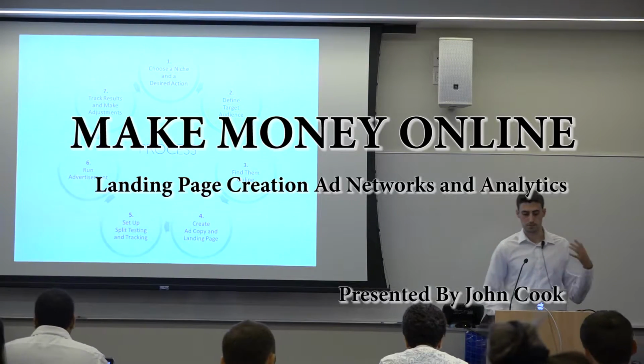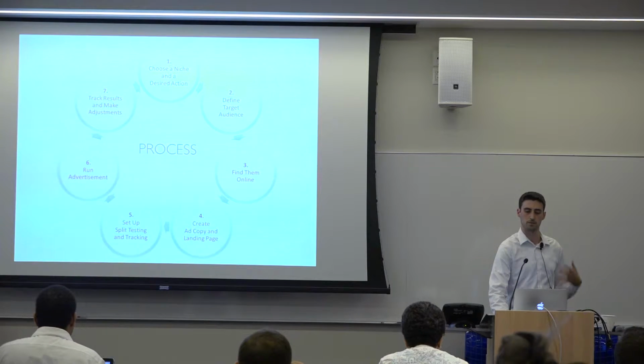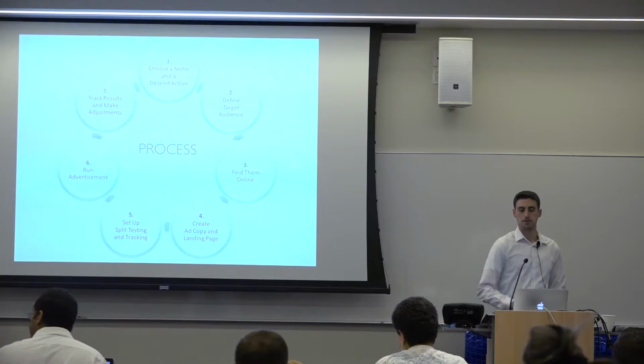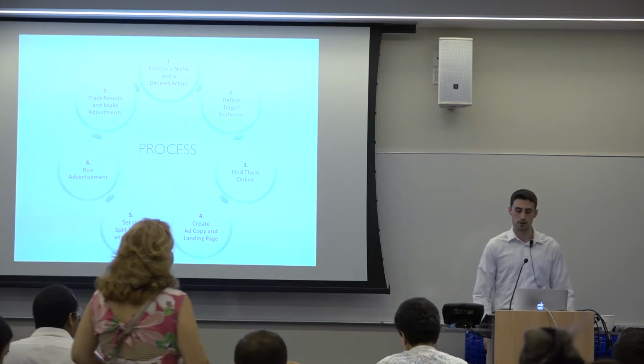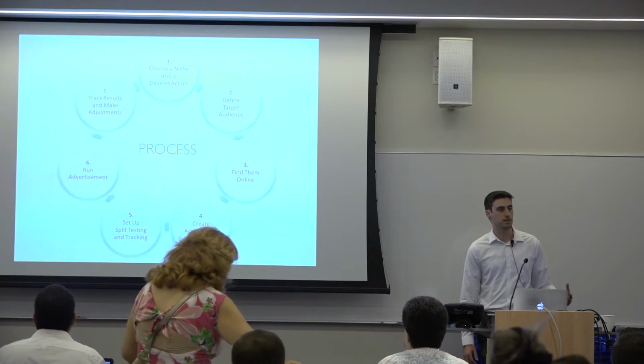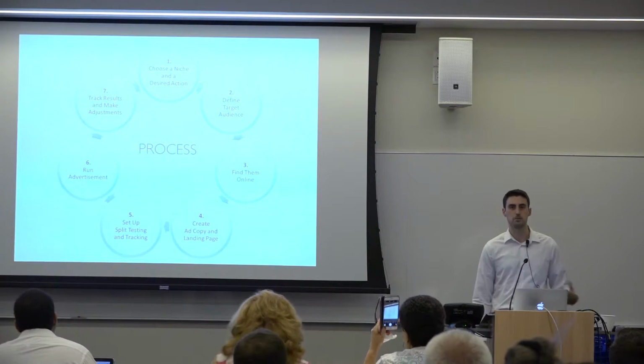So I'll go over this process for creating online ad campaigns, which involves choosing a niche, defining a target audience, figuring out where that target audience is online, creating ad copies and landing pages, setting up split testing and tracking, running the ads, and tracking the results and making adjustments.